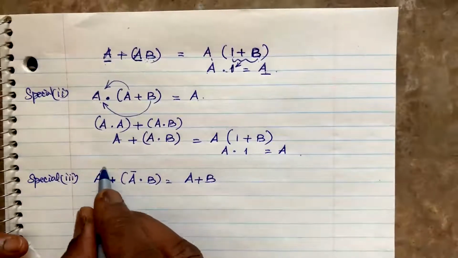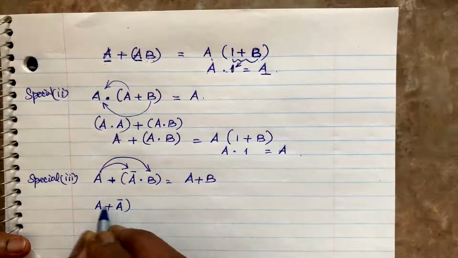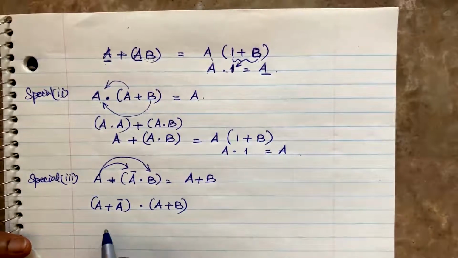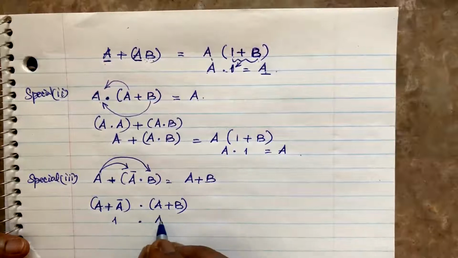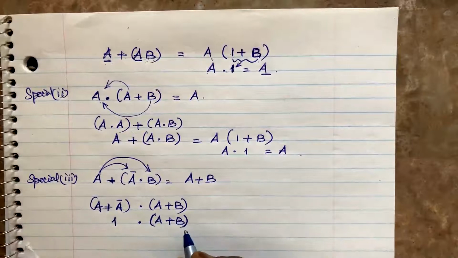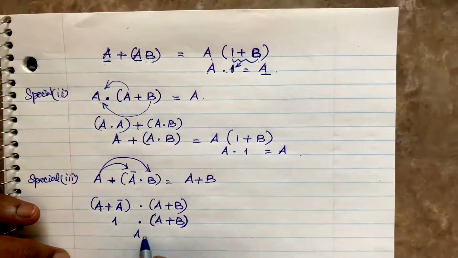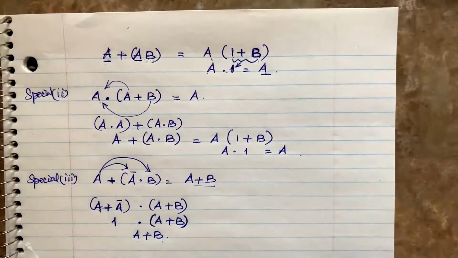In here, I distribute: A plus A bar dot A plus B. Now what is A plus A bar? It is 1. Consider A to be 0 or 1: 0 plus 1 is 1 and 1 plus 0 is 1. So it is 1 dot (A plus B). 1 is the multiplicative identity, so it is going to end up the same. A plus B could also be a 0 or 1, right? So 1 dot (A plus B) is just A plus B. So this is the left hand side, this is the right hand side, both are one and the same, so we have proved it.